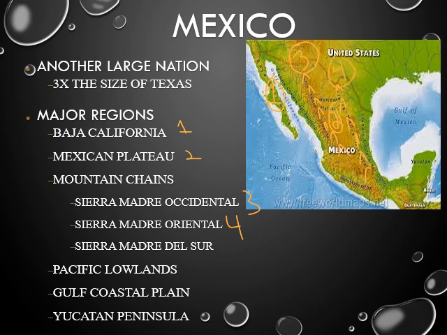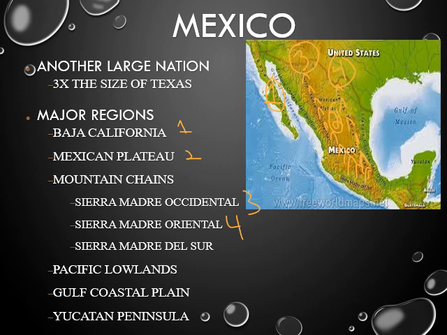Now we have our 2 sets of mountains, and they do meet up in the bottom and make this other mountain chain down here, which is called the Sierra Madre del Sur, but that will not be on any of your tests or quizzes about the maps. Just for your information. And so 3 more to make up our 7 items that are going to be found on this map.